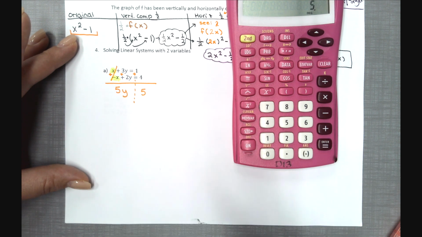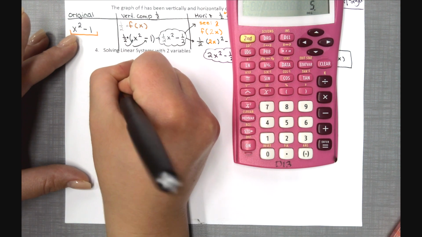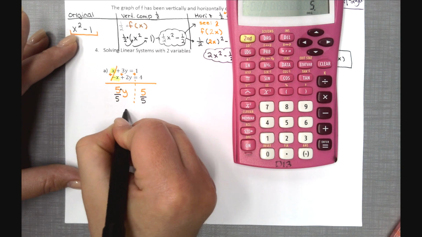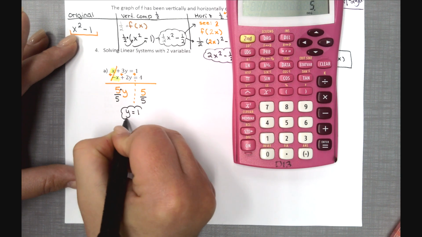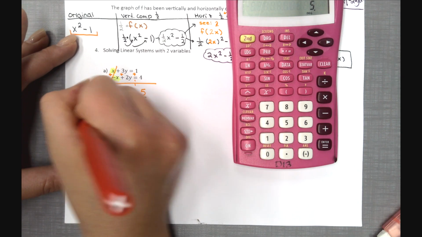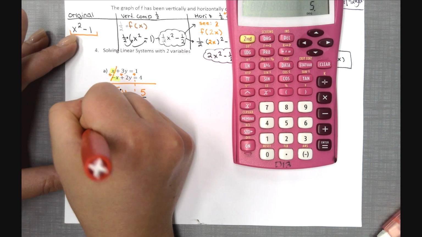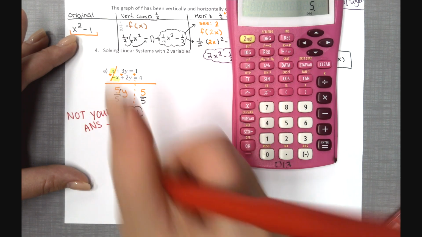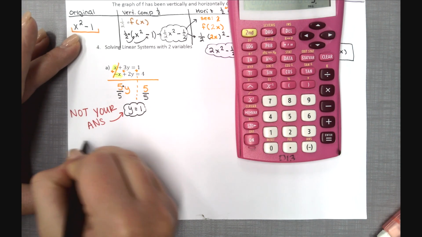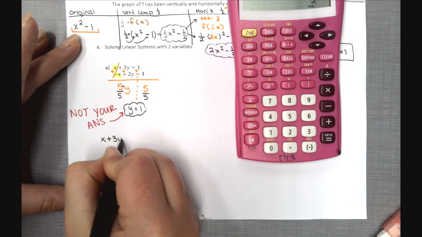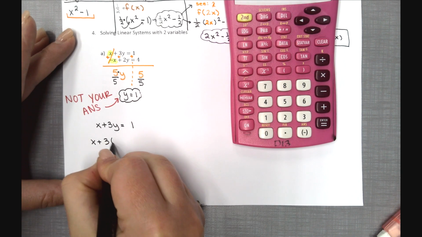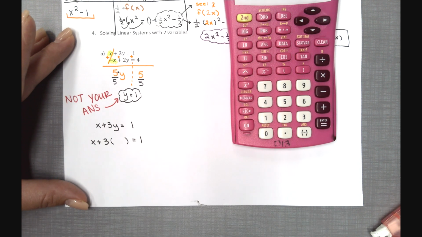Don't be shy about using a calculator, please, especially with positives and negatives. Go ahead and divide by 5 on both sides. Y is then equal to 1. Put this in a thinking bubble because this is not your answer. You're going to pick one of the original equations. I usually choose the top one. So x plus 3y is equal to 1. I'm going to open up for y because that is what I have solved for. Y was equal to 1.